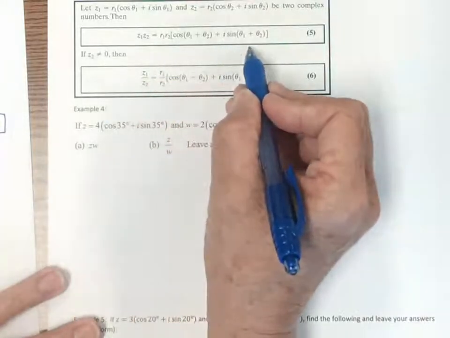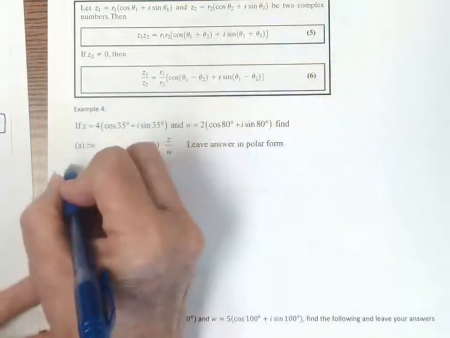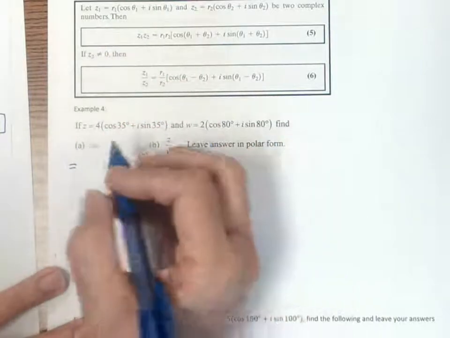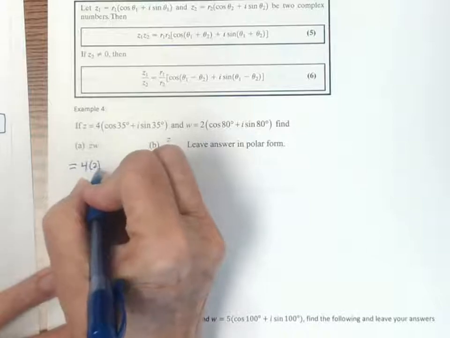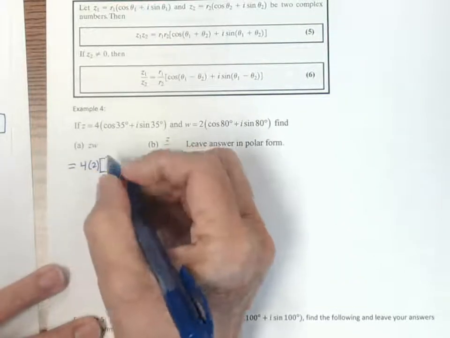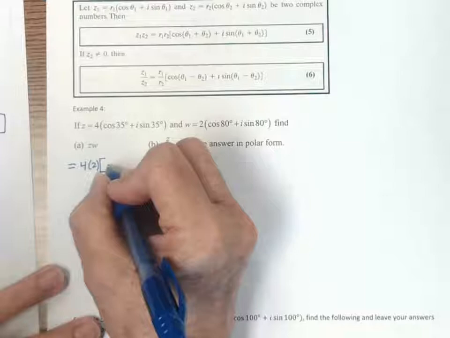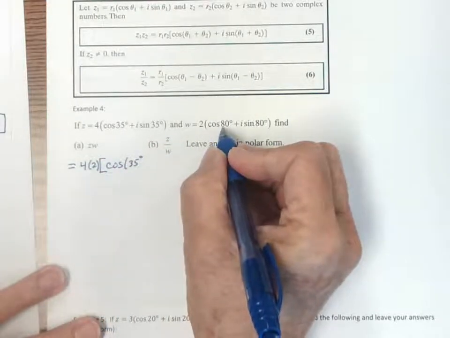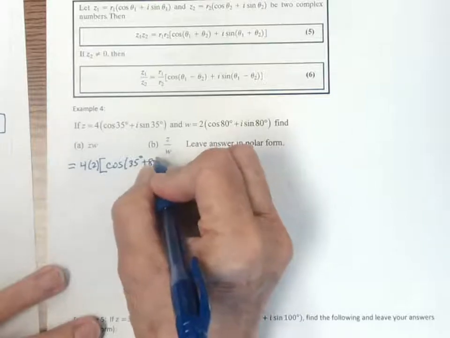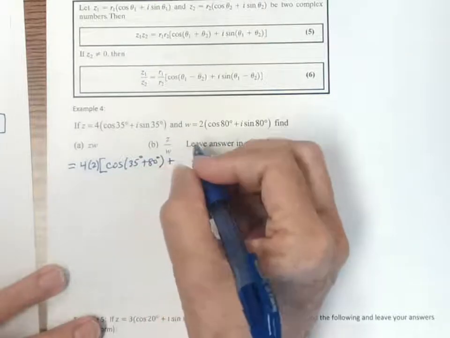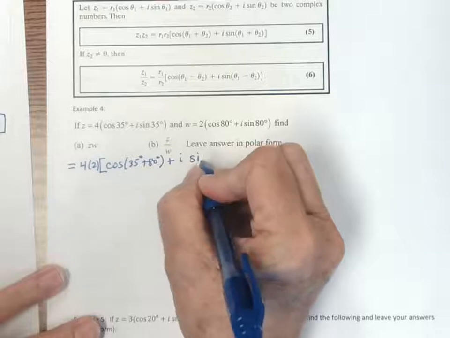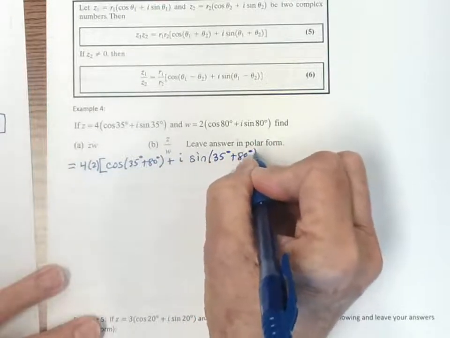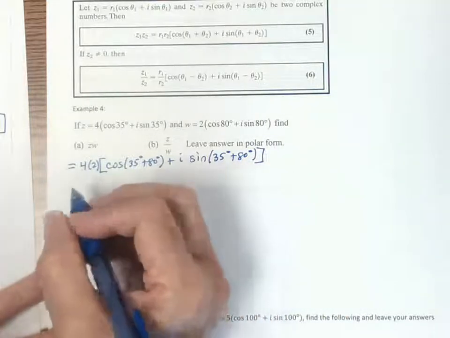So I'm just using this formula. I'm plugging in the values. So the radius here times this radius, so that's 4 times 2 times the cosine of the first angle, 35 degrees, plus the second angle, so that's 80 degrees, plus I times the sine of the first angle plus the second angle. And let's try and simplify that.